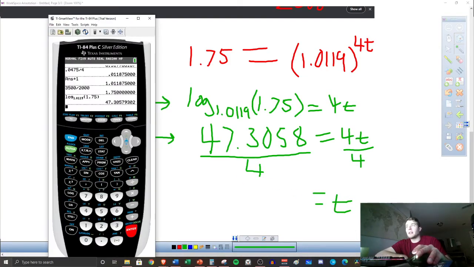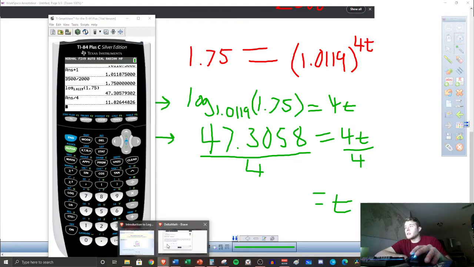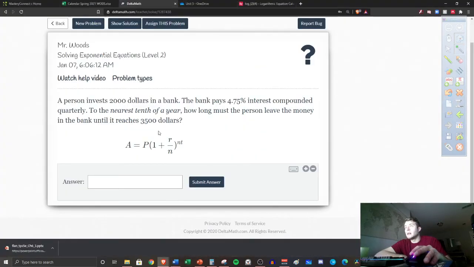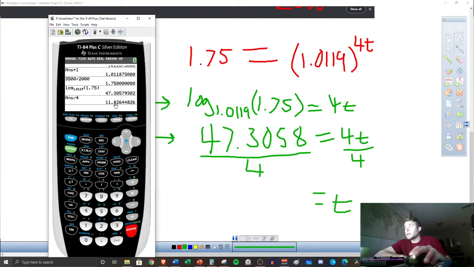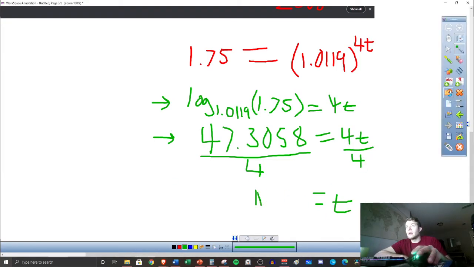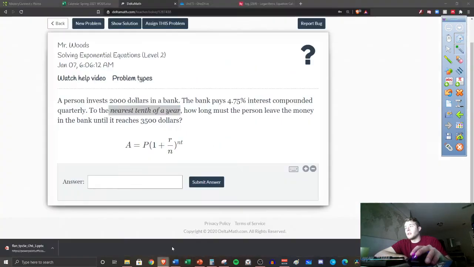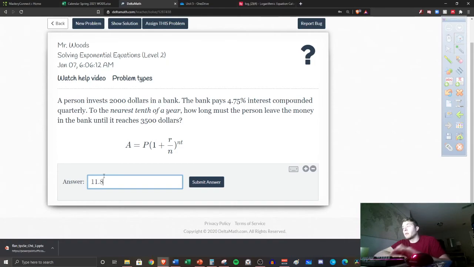Let's go back to the calculator. Divide by 4. And we get 11. And what does it want us to round this to? Let's see. Nearest 10th of a year. So to 1 decimal place. We always have to be cautious of our rounding. So rounded to 1 decimal place, we get 11.8. Whatever the units of measure are, I think it's years. It's always going to be years when we're talking about compound interest.